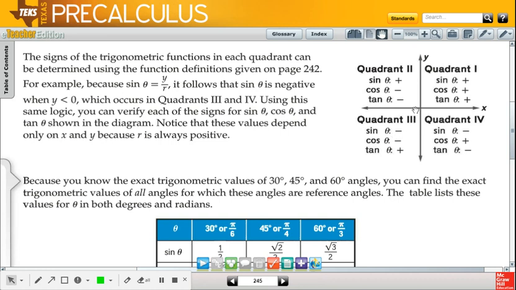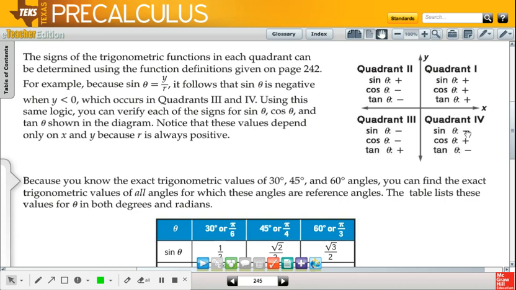Now, quadrant 3 is dealing with the x values on the left and y values at the bottom. So that means both of them are negative. So that's why your sine data will be negative, your cosine data will be negative. Your tangent data is positive because if you remember the definition, tangent is y over x. So your y value is negative, being divided by your x value, which is negative. Negative divided by negative is positive.